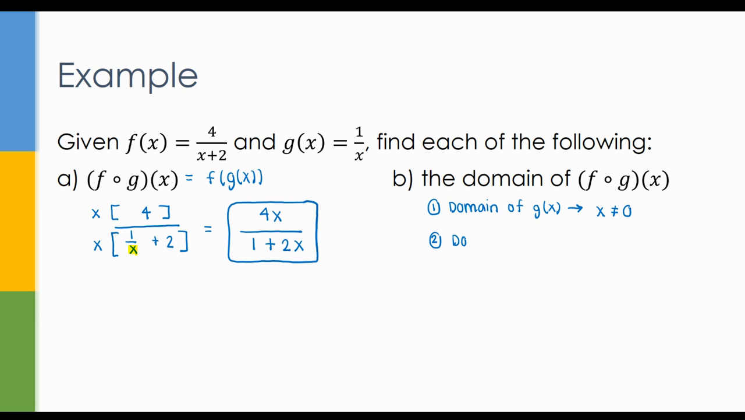The second thing we look at is the domain of our f of g of x. Okay, so we're looking at this 4x all over 1 plus 2x. Okay, so I don't have to look at the domain of the original f of x.